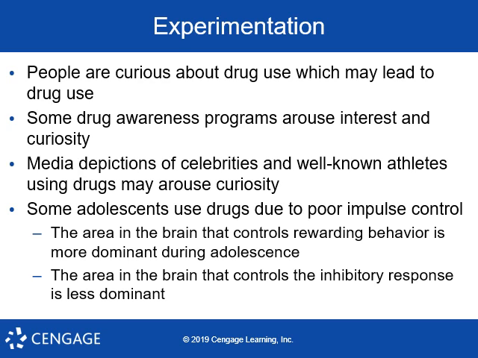The area of the brain that controls rewarding behavior is more dominant during adolescence. We want that drive. We want that reward system. This is the body's way, the brain's way, of developing patterns that are going to be with them for the rest of their life. The area of the brain that controls the inhibitory response is less dominant. That's why teenagers get into so much more trouble than adults. And that's because they know, but they don't know that they know, if that makes sense.